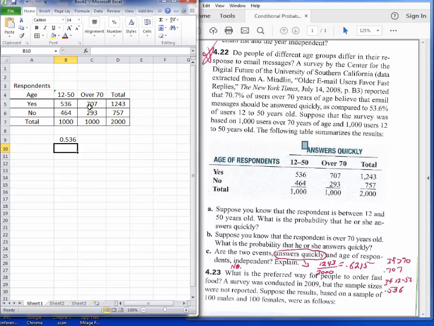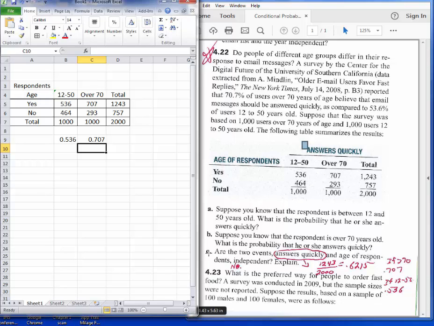Then it says, suppose you know that the respondent is over 70 years old. So now we're over here. What is the probability that he or she answers quickly? So now the answer is 707 divided by the total, and you get this number.